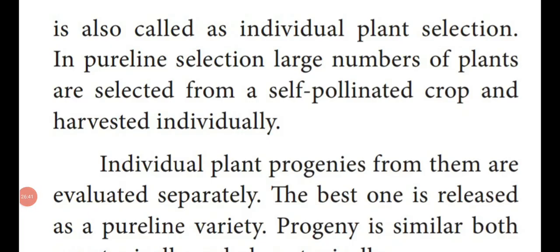Pure line selection is otherwise known as plant selection, or individual plant selection. By using this pure line selection, we can produce a large quantity of crops. These crops are selected from a self-pollinated crop. That means there is no cross-pollination; self-pollination takes place. So these crops are harvested individually and used for their nutritional value or food quality.